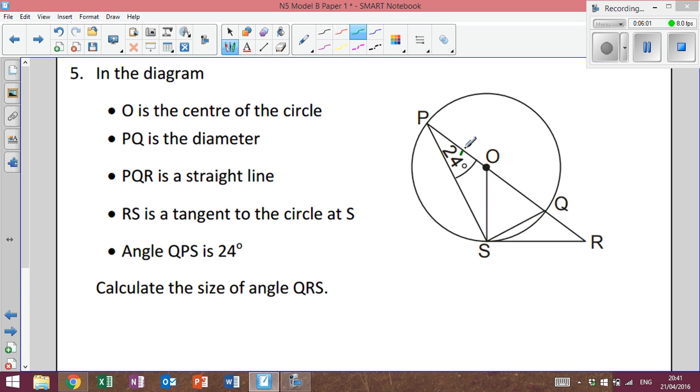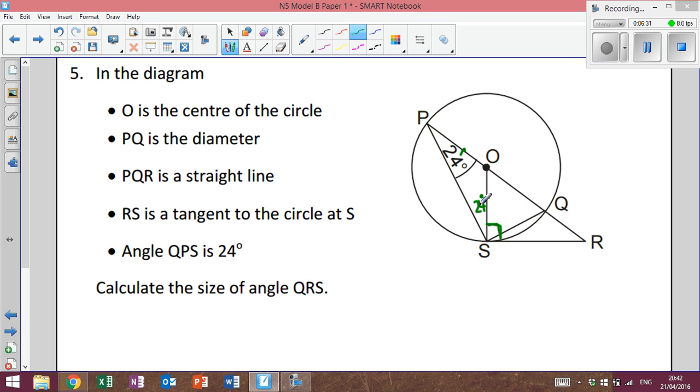Because that line there is a radius, and that line there is a radius, that angle and that angle have to be the same. So that's 24 degrees there as well. Okay, now what we always tell you is to look for the right angles. There we've got an isosceles triangle that we can find, but we also have a right angle there where that radius meets that tangent. So that whole angle there is a right angle.